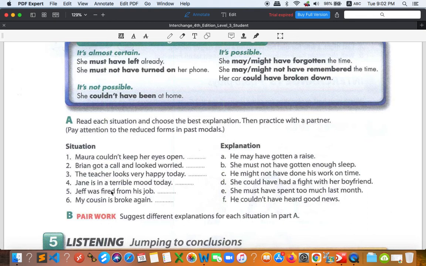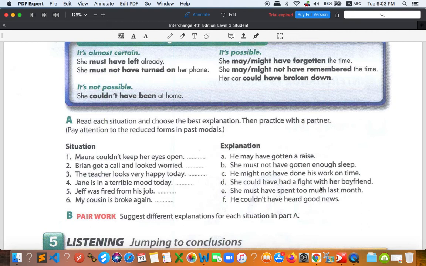All right. Jeff was fired from his job. Okay, sorry to hear that, Jeff. So the answer is letter C, he might not have done his work on time. That is the problem. And the last one, my cousin is broke again. And then you can say E, she must have spent too much last month. All right. Okay, so that's it for this.